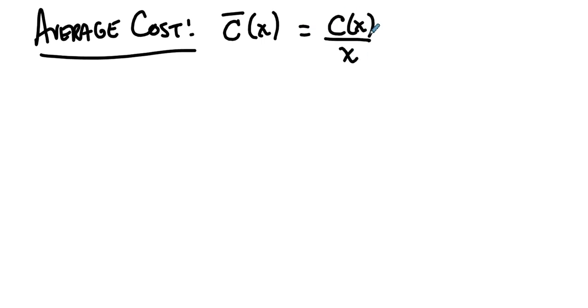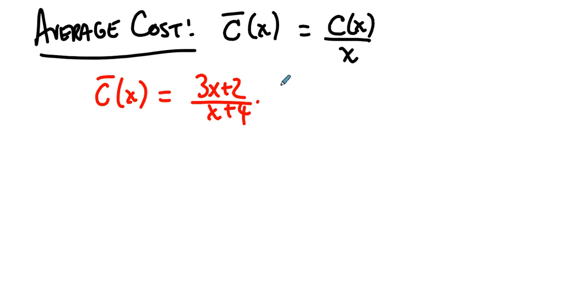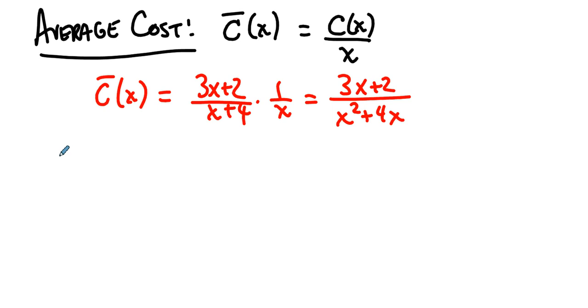Now, we could talk about the average cost function. The average cost function is called C bar, and C bar is C of x divided by x. It's the cost for making x units divided by the number of units. So in our case, sticking with the perfume example for a moment, C bar is the cost function divided by x, and that's (3x plus 2) over (x squared plus 4x).